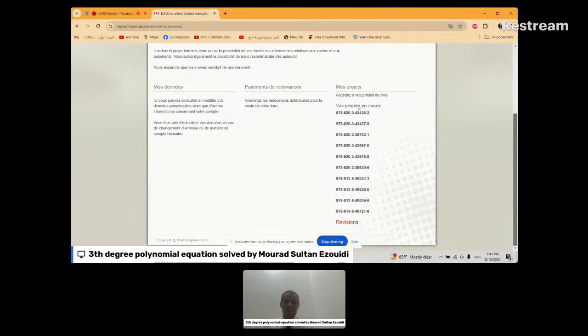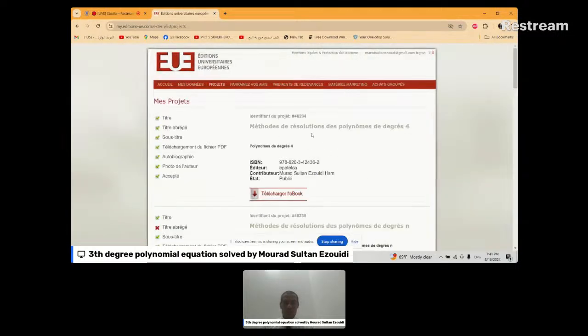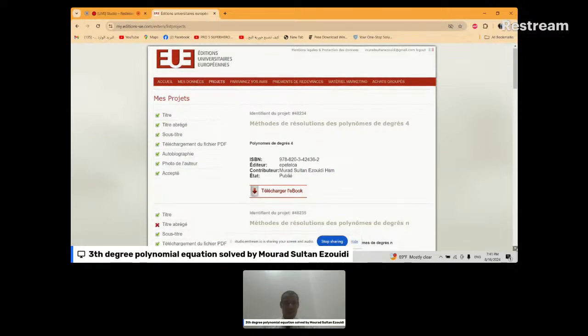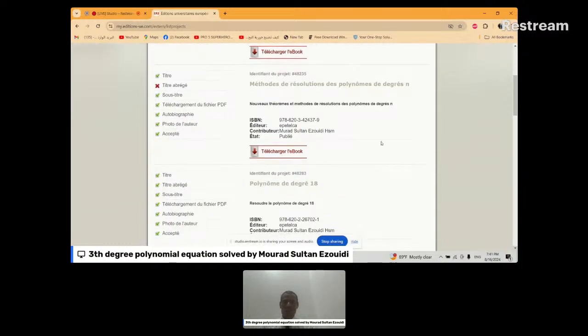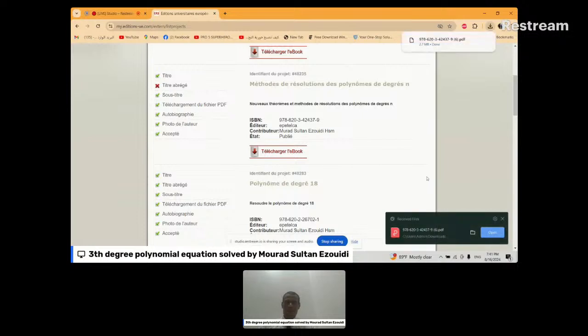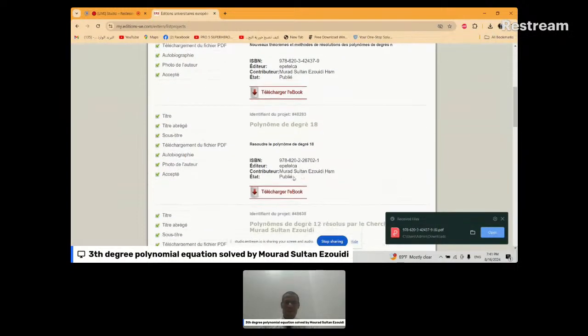Okay, now learners, I'm going to show you something. Methods. This is 4 to the power 4, with more than 300 examples, solved by me, of course. This is new theorems and methods for solving polynomial to the power n. This is to the power 18, a book that was published, learners. Published by Mourad Sultan Ezouidi.